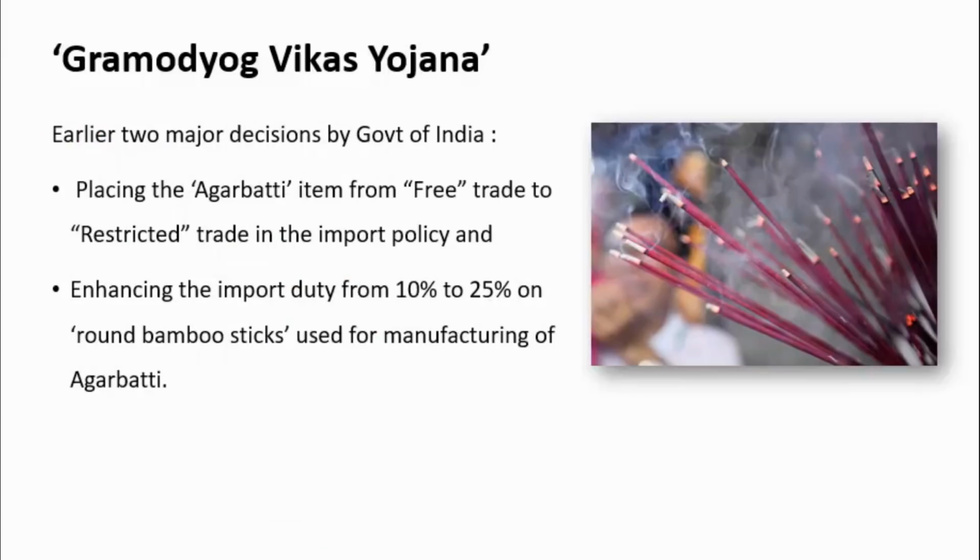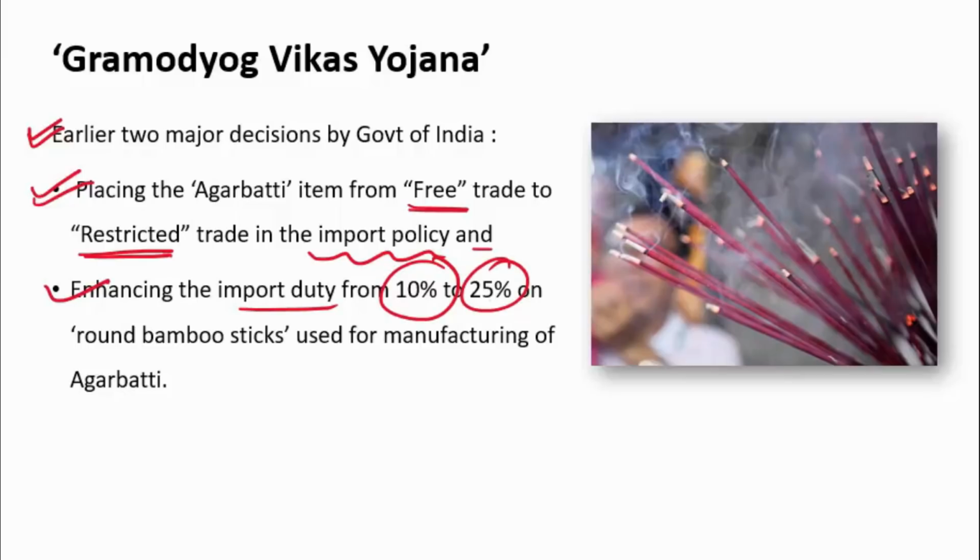Now, before this, the government has taken 2 major steps and 2 major decisions regarding the Agarbatti Udyog only. So first was placing of Agarbatti items from free trade to restricted trade in the import policy of the government, and enhancing the import duty from 10% to 25%, right, on round bamboo sticks which are used for manufacturing the Agarbatti, right? So this is all about the particular initiative by MSME.